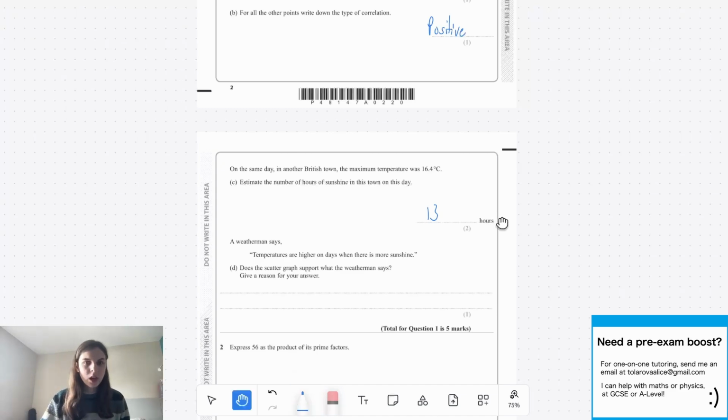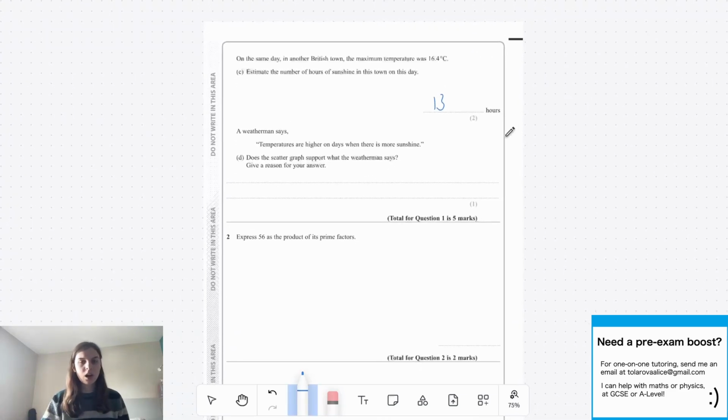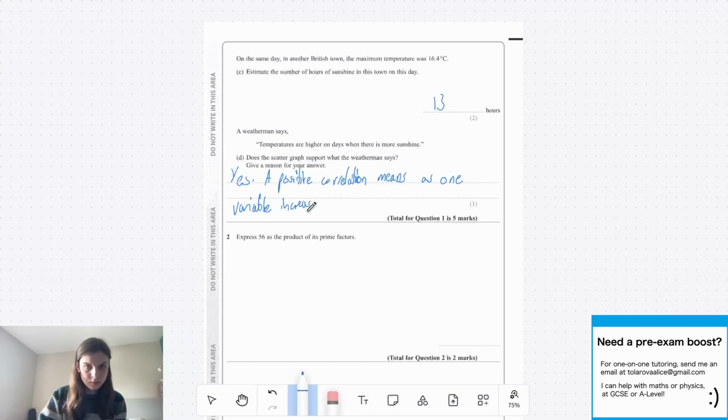And that's that. A weatherman says temperatures are higher on days when there is more sunshine. Does the scatter graph support what the weatherman says? Yes, it does. This is because a positive correlation will mean as one variable increases, so does the other. There we go.